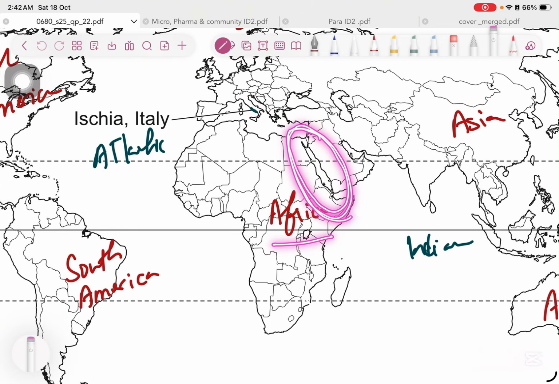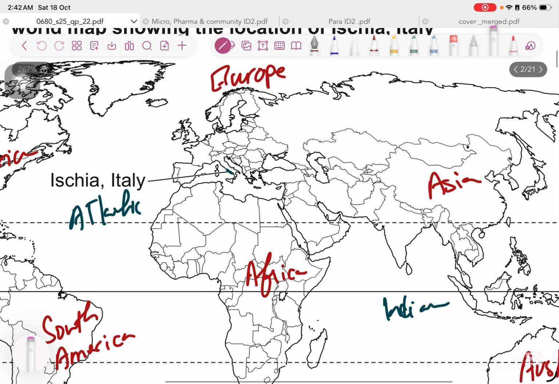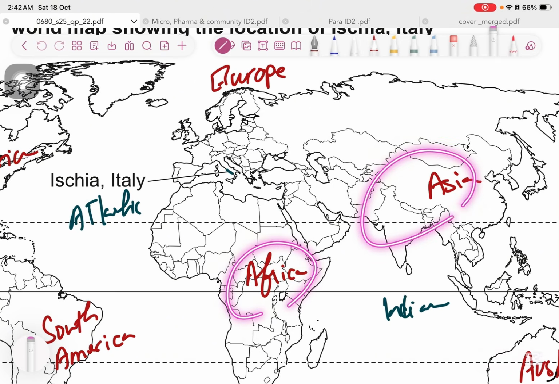You're gonna find this Nile River, okay? So you know that this is Africa. So annotate Africa, and then A holds A. What do I mean by that? A for Africa holds A for Asia. So they hold together, okay? And the one above them here is Europe. So we got Africa, Asia, and then right here, it's Europe.